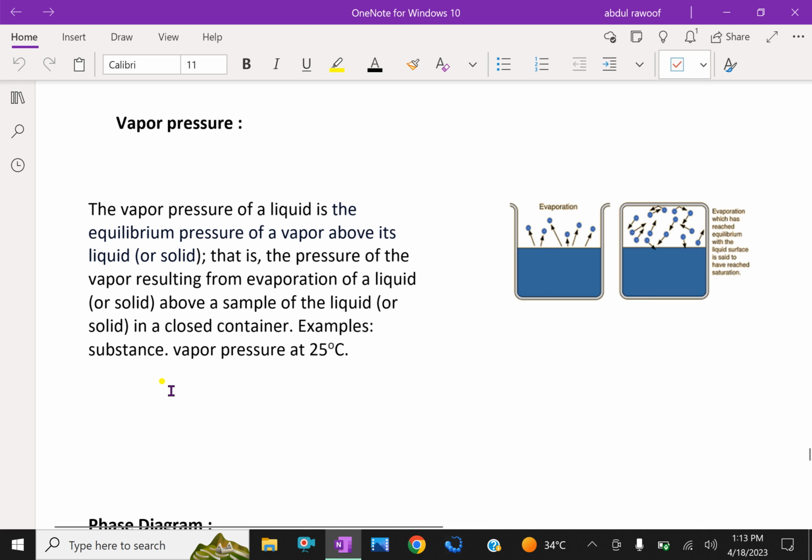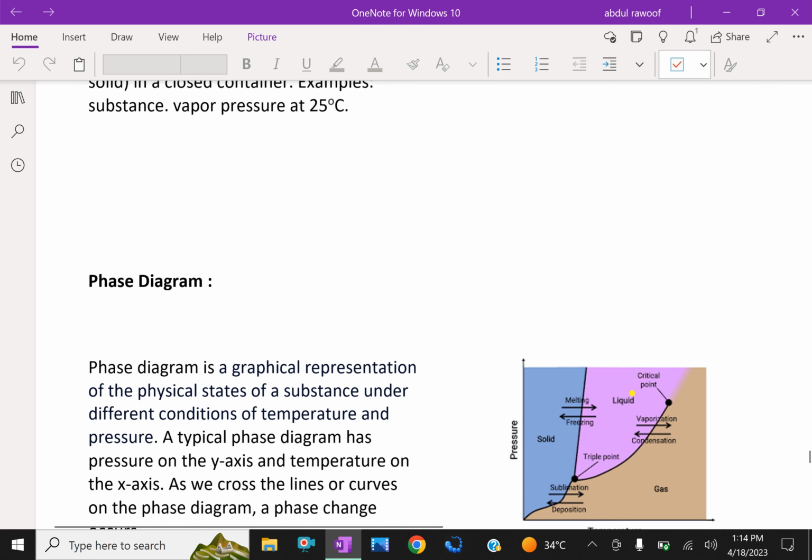Examples of substances: vapor pressure is at 25 degrees Celsius. Here, this is evaporation because the container is open. This is a closed container. Evaporation that has reached equilibrium at the liquid surface is said to have reached saturation. Here, evaporation is not further done because it is closed. That is saturated.